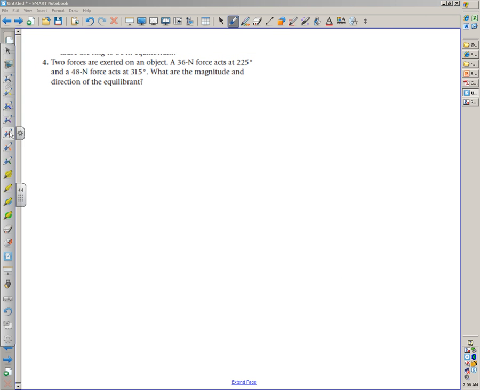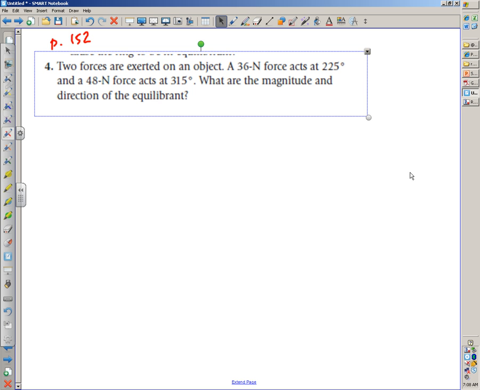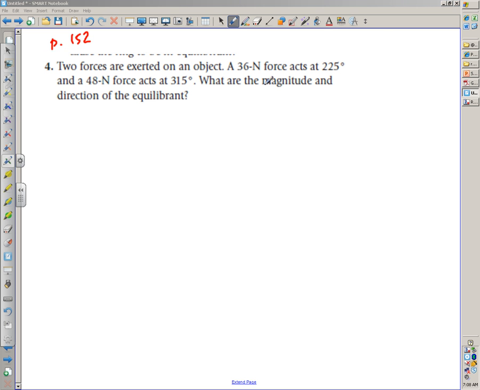So, next example problem is from that same page. Once again, page 152. And this time it's practice problem number 4. So once again, it says two forces are exerted on an object. A 36 Newton force acts at 225, and a 48 Newton force acts at 315. What are the magnitude and direction of the equilibrant? So, going back to what we talked about, magnitude and direction of the equilibrant. We are looking for F sub E, question mark, force of equilibrant.